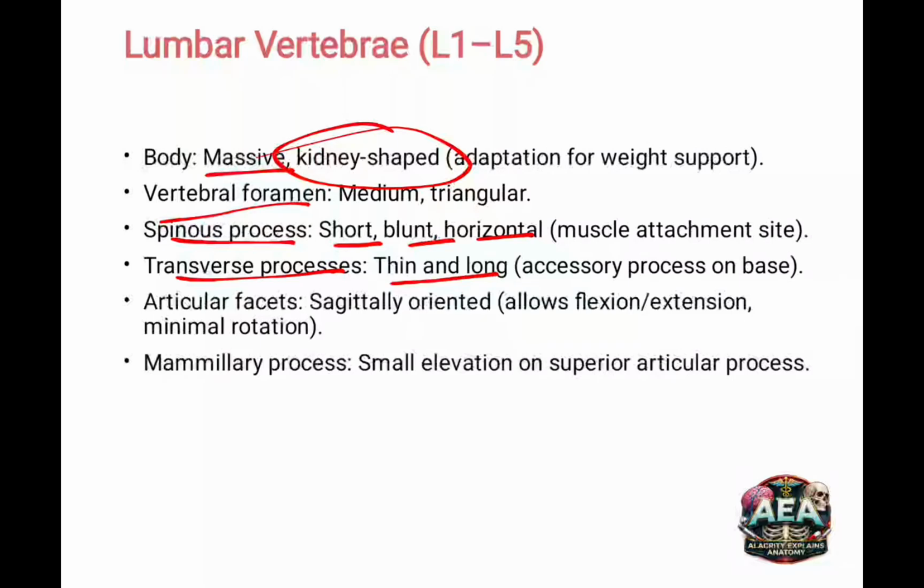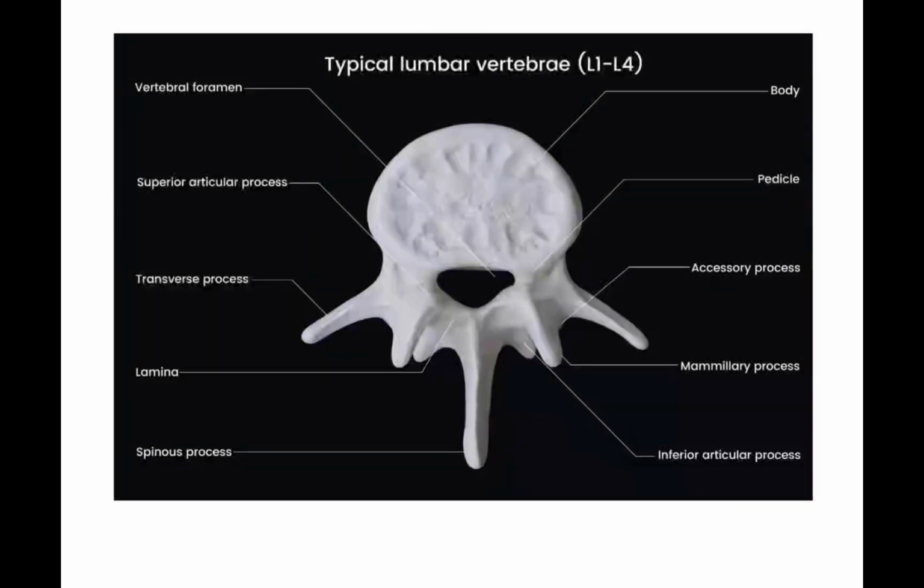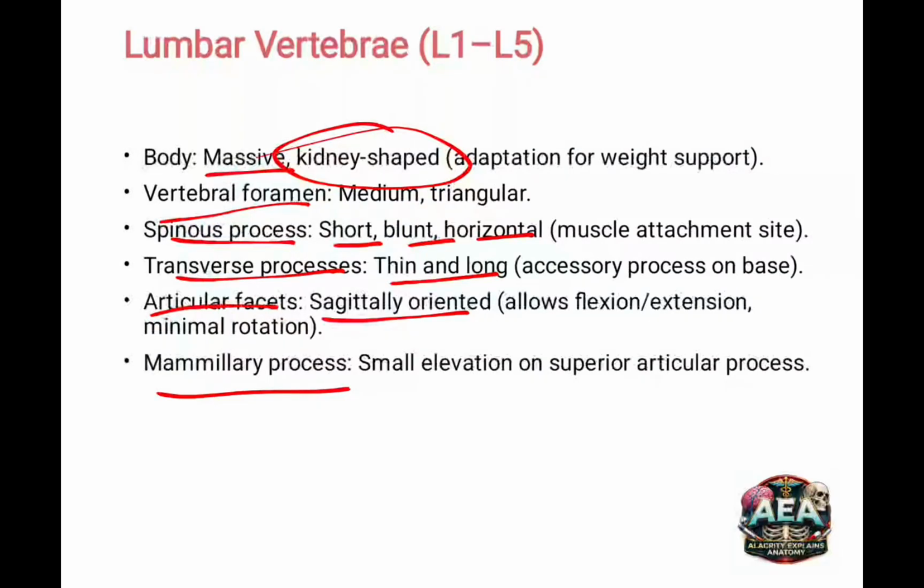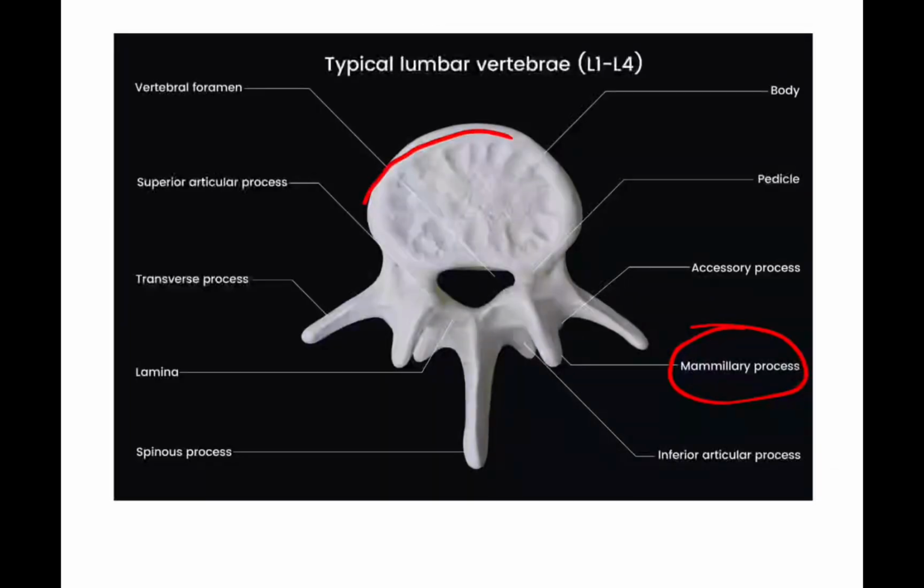Accessory process on the base. We have an articular facet which is sagittally oriented, and we have a mammillary process which is a small elevation on the superior articular facet. This is our mammillary process and other parts of the lumbar vertebrae. Remember, we said it is kidney shaped. The body is kidney shaped, gives an appearance of the shape of the kidney. So that is it for the body.